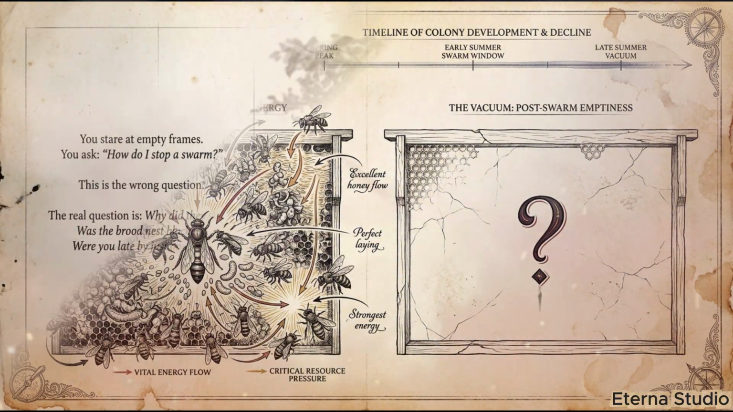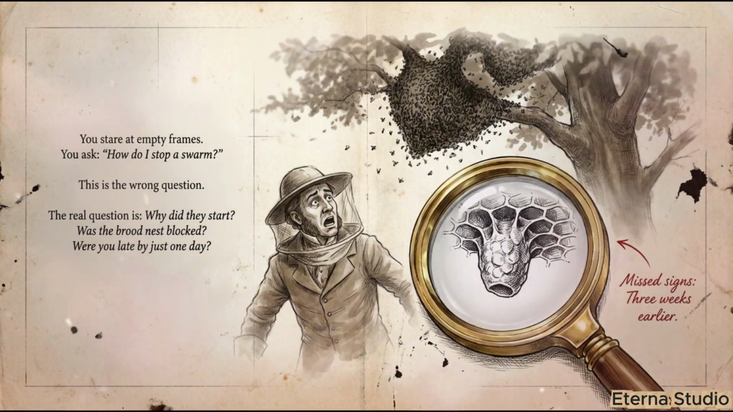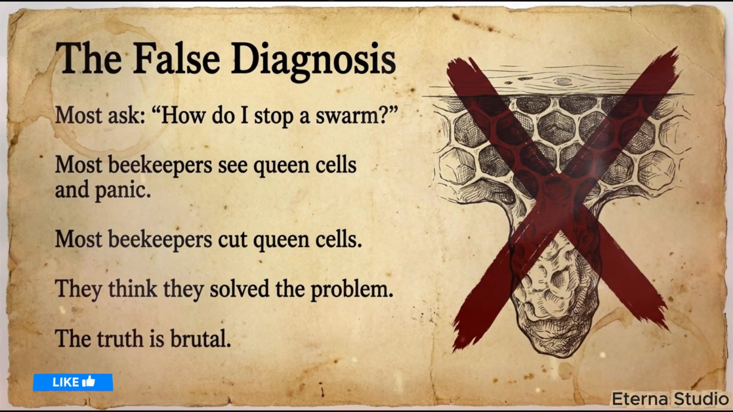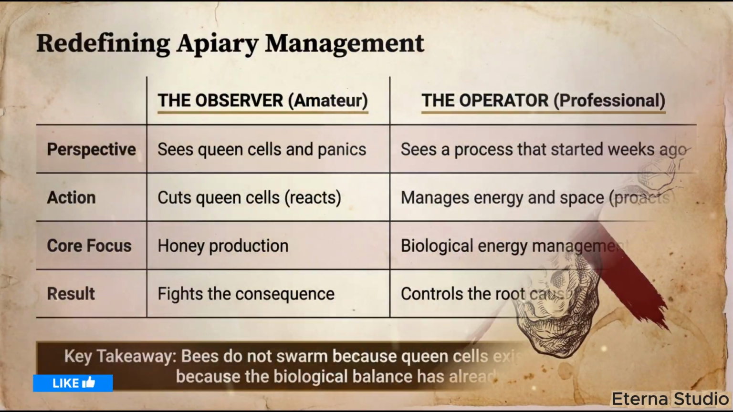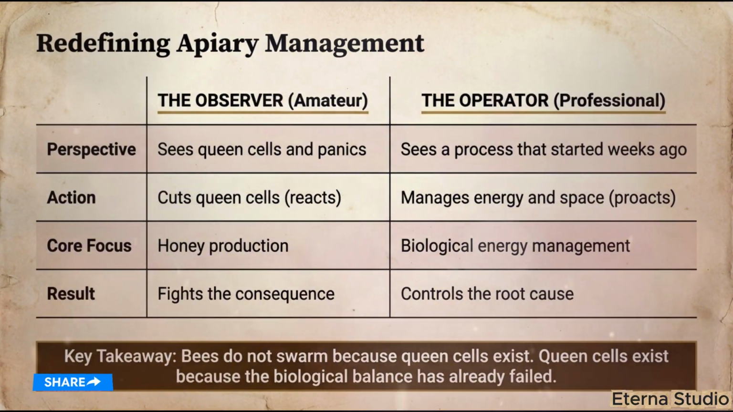But the real question is not, how do I stop a swarm? The real question is, why did your colony enter swarming in the first place? Was the problem lack of space? Did the queen lose control? Was the brood nest blocked? Were you late by just one day? Or did you miss the signs that were there 3 weeks earlier?